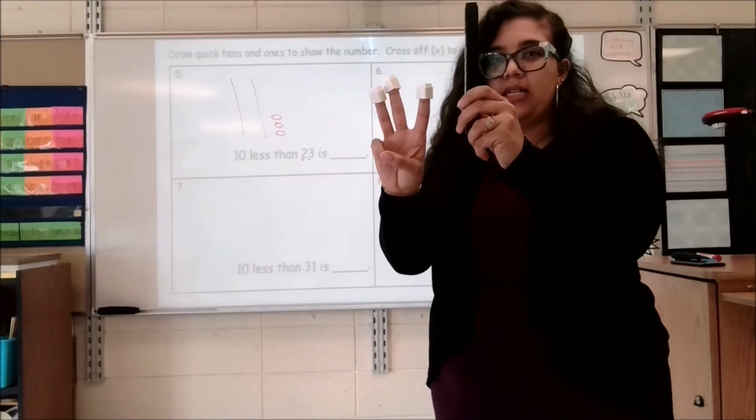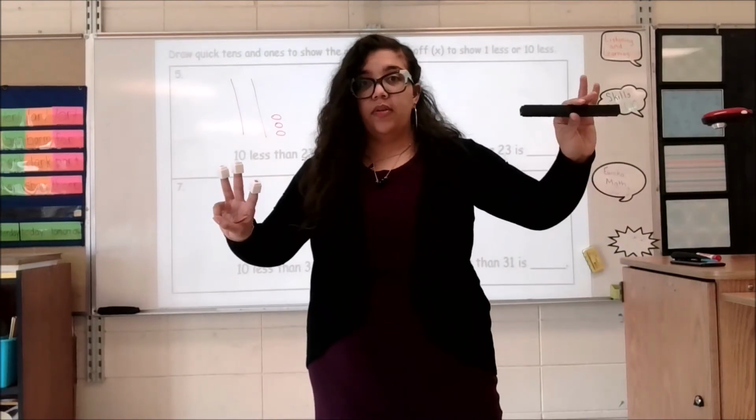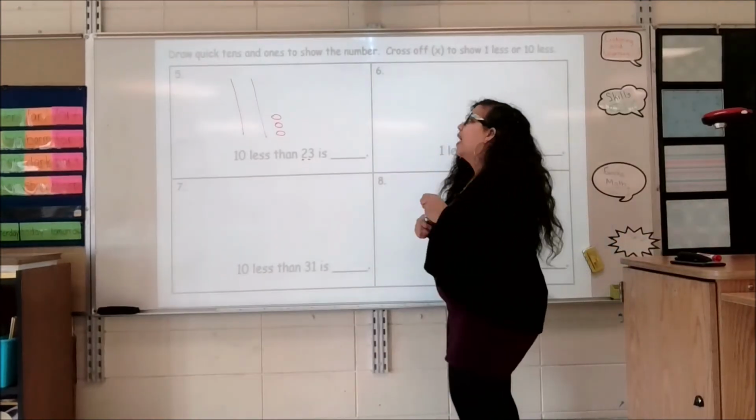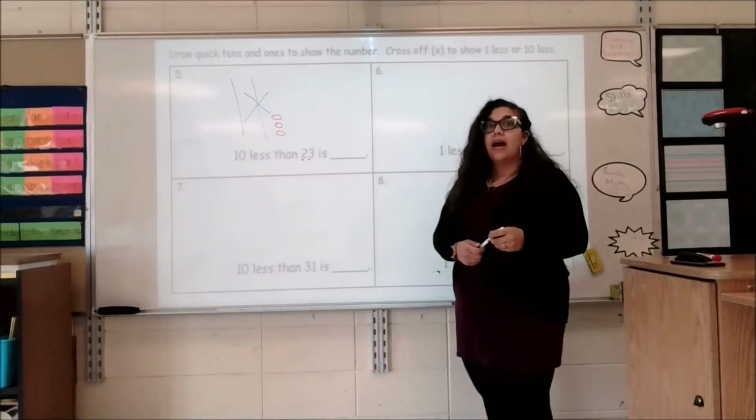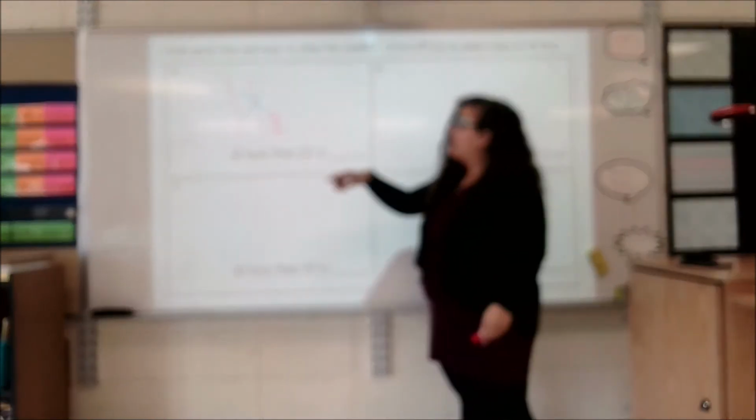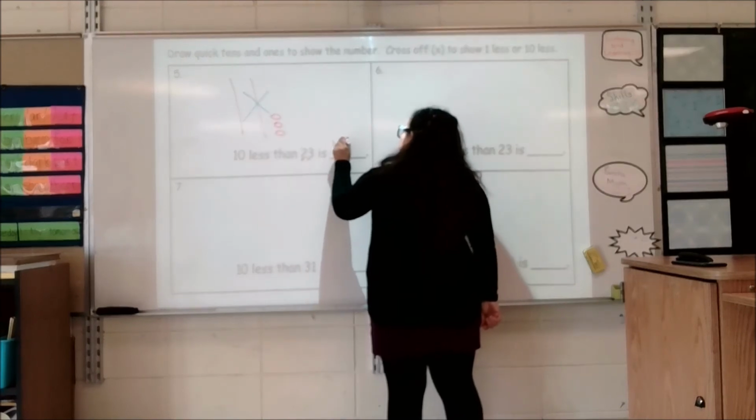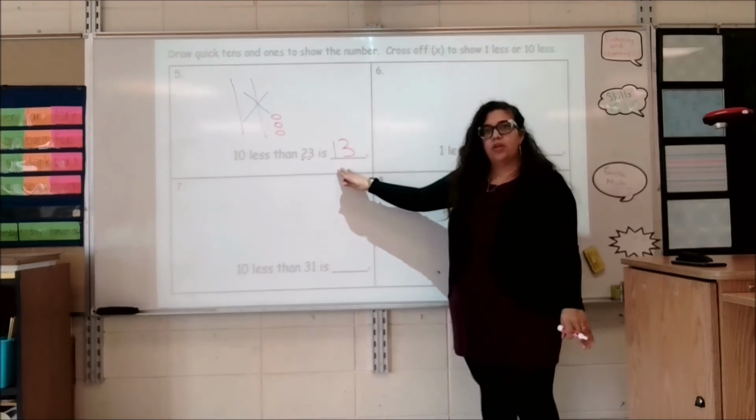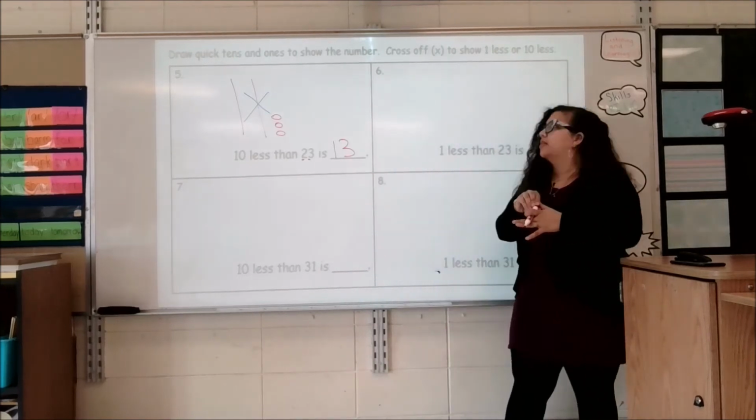What is that value now? A group of 10 and 3 ones. So I took away a group of 10, and now we're going to make our picture reflect that. We just saw with our cubes, 10 less than 23 is 1 remaining group of 10, and I still have 3 ones. I didn't touch the ones, which gives me, what's that number? 13. Good job.